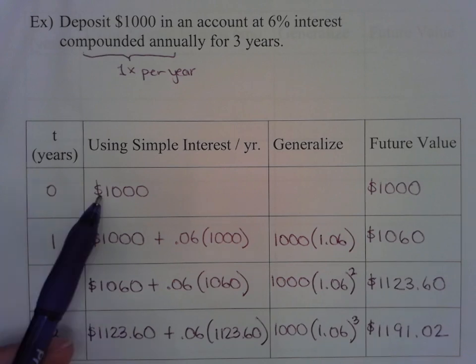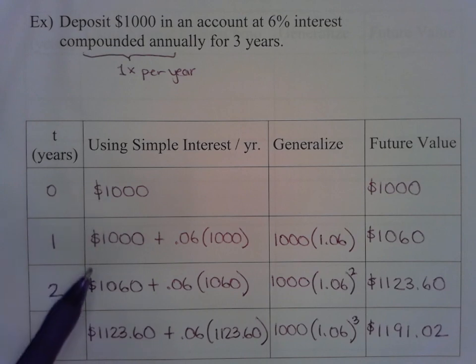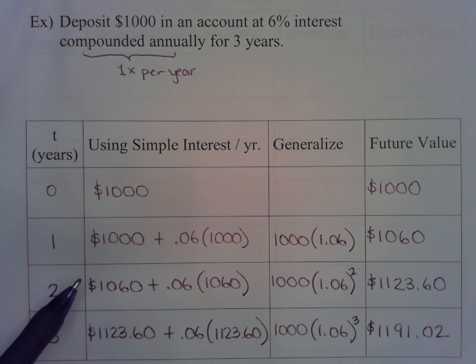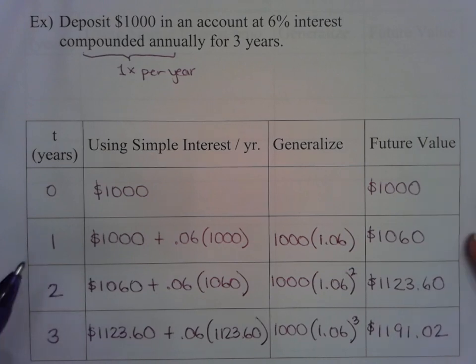So for compound interest, we are not just earning interest on the original amount, we are earning interest on this new accumulated value. So each year we're earning interest on our previously earned interest. And that sounds really great.